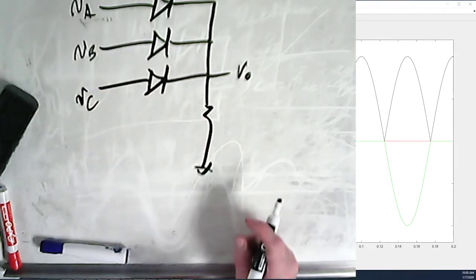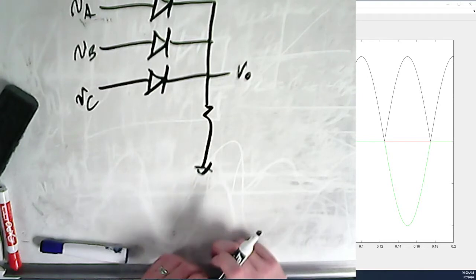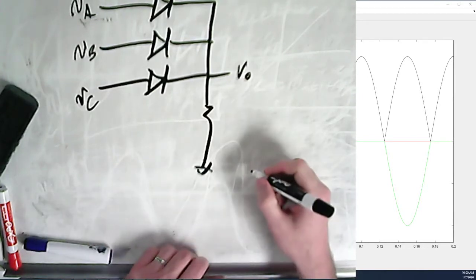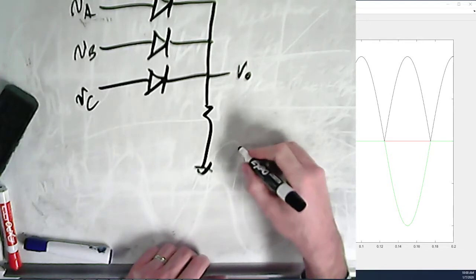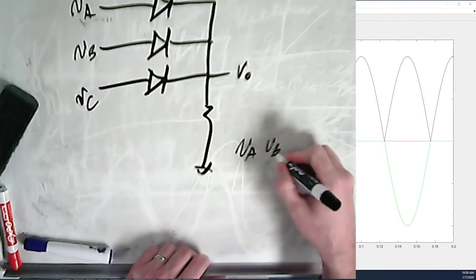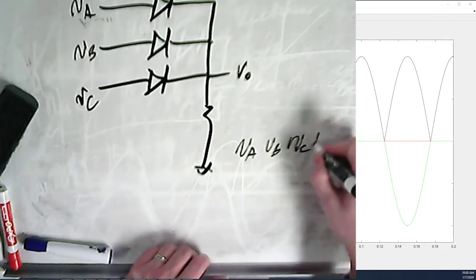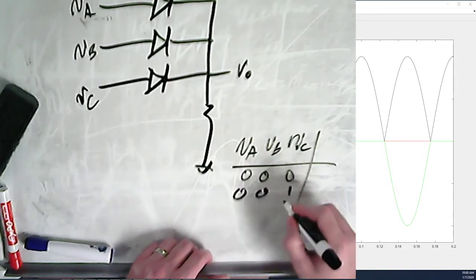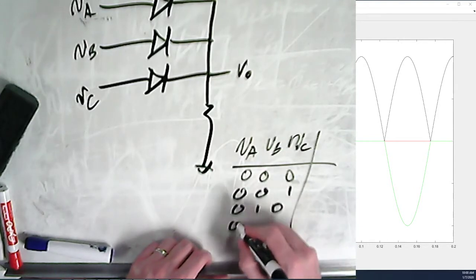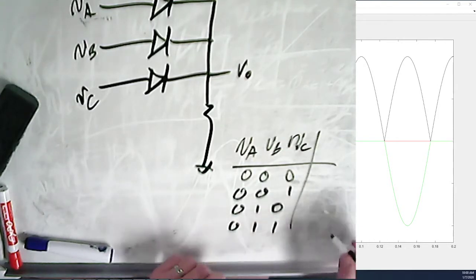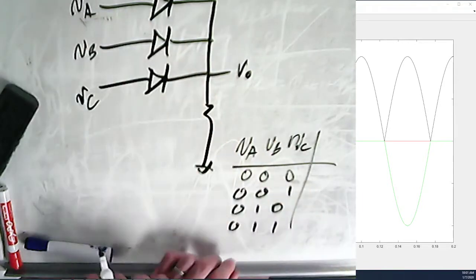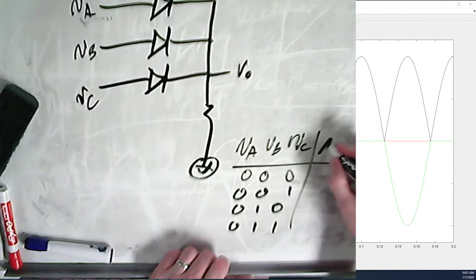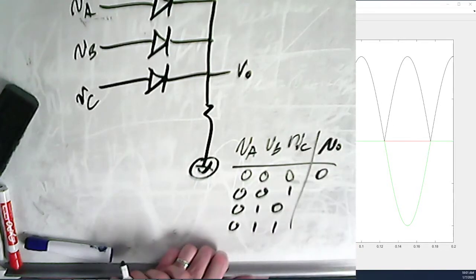Okay. And so we have a few different options for this, and what we're going to do is just put in some values for those. We'll just put ones and zeros. VA, VB, VC: 0, 0, 0. Oh, this is looking familiar. 0, 0, 1, 0, 1, 0, 0, 1, 1. And I'm not going to go too much further than this. So if these are all low, and this is also low, 0 volts, then V out will also be low.